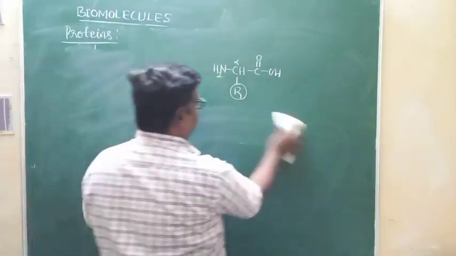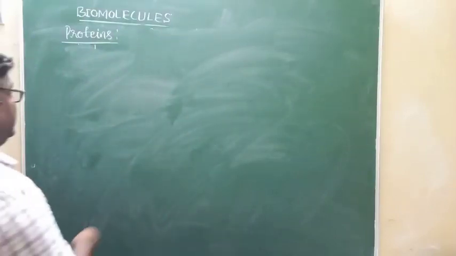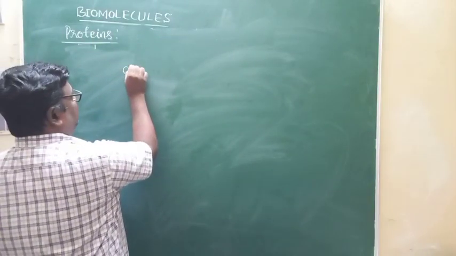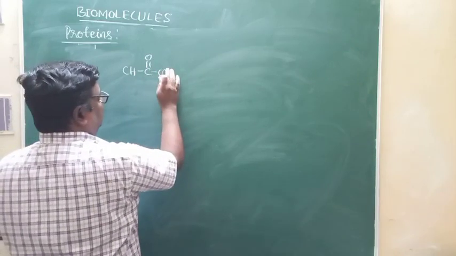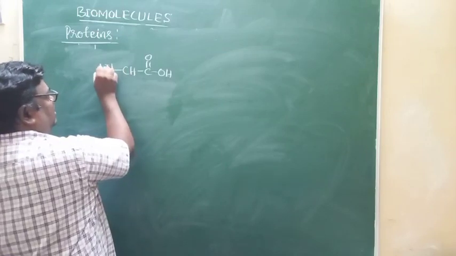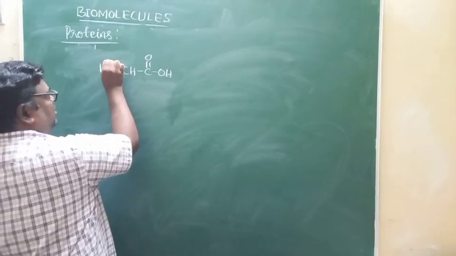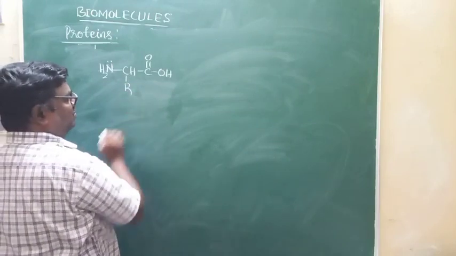Now at this moment, we'll go to the details of the structure of alpha amino acids. As I said, in the case of alpha amino acids, the amino group is attached to the alpha carbon atom. This is the carboxyl group, and here it is the NH2 group. Nitrogen of the NH2 group carries a lone pair of electrons. Here it is the R group.